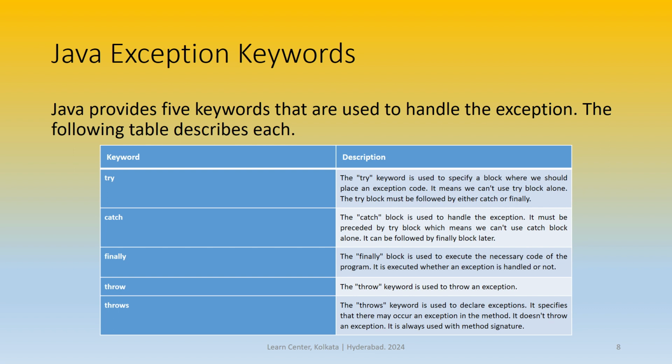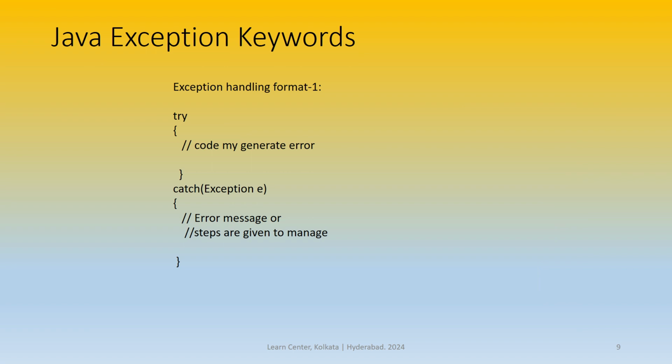Java exception keywords, as you are seeing here: try, catch, finally, throw and throws. All these are used. Descriptions are shown here. So I will show you some examples to elaborate on all these keywords. First, I am showing you try with a single catch. In the try block, code that may generate an error is placed, and in the catch block, the error message or steps required to manage it are given.